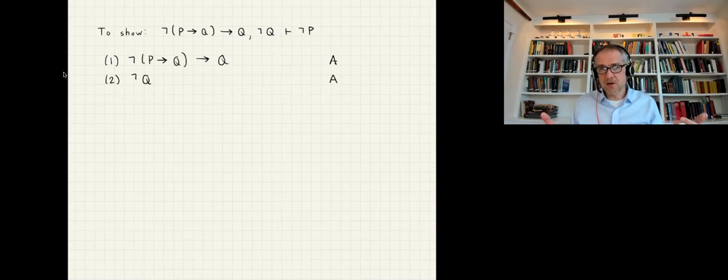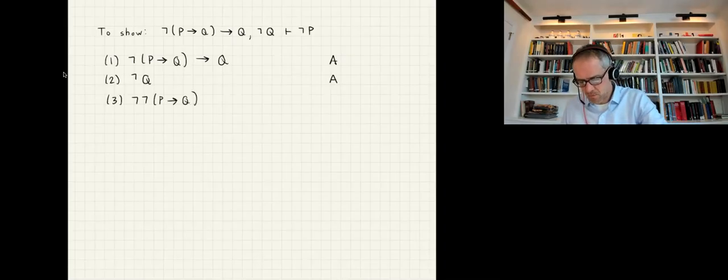Okay, what I can do is if I look at lines 1 and 2, it should stand out to me that it's a candidate for modus tollens. So I can apply modus tollens to 1 and 2. That will give me the negation of the antecedent on line 1. So I would get not, P arrow Q. So 1, 2 modus tollens.